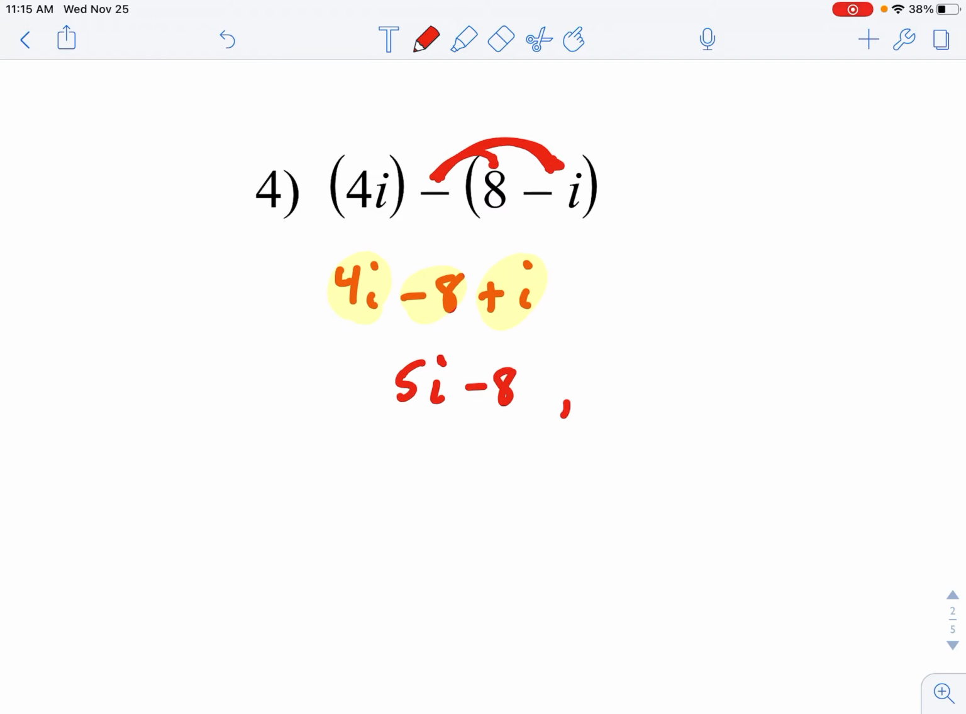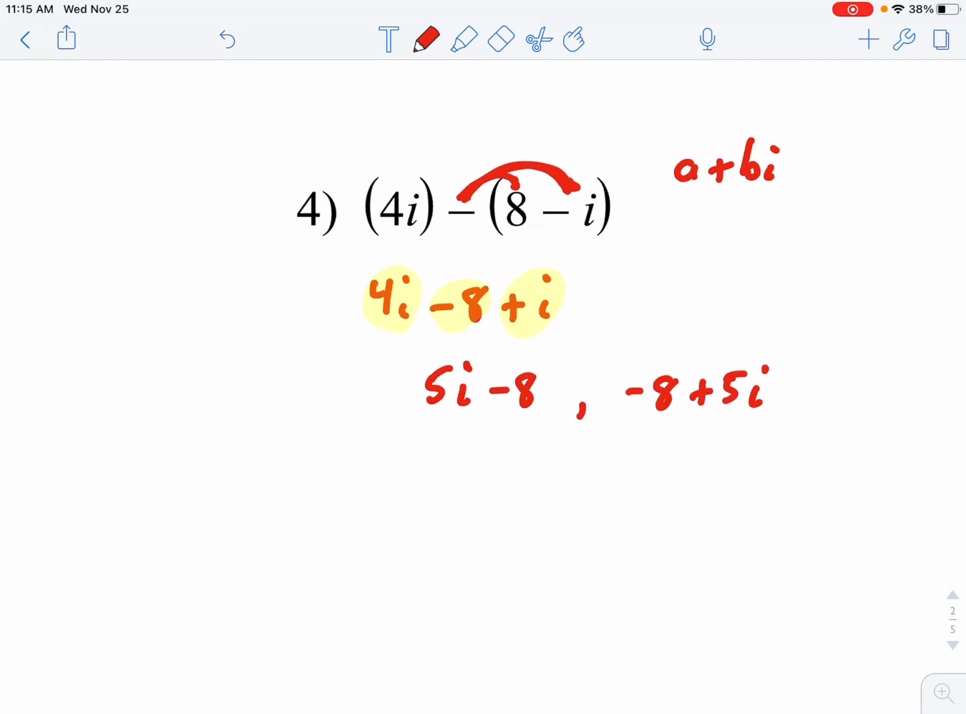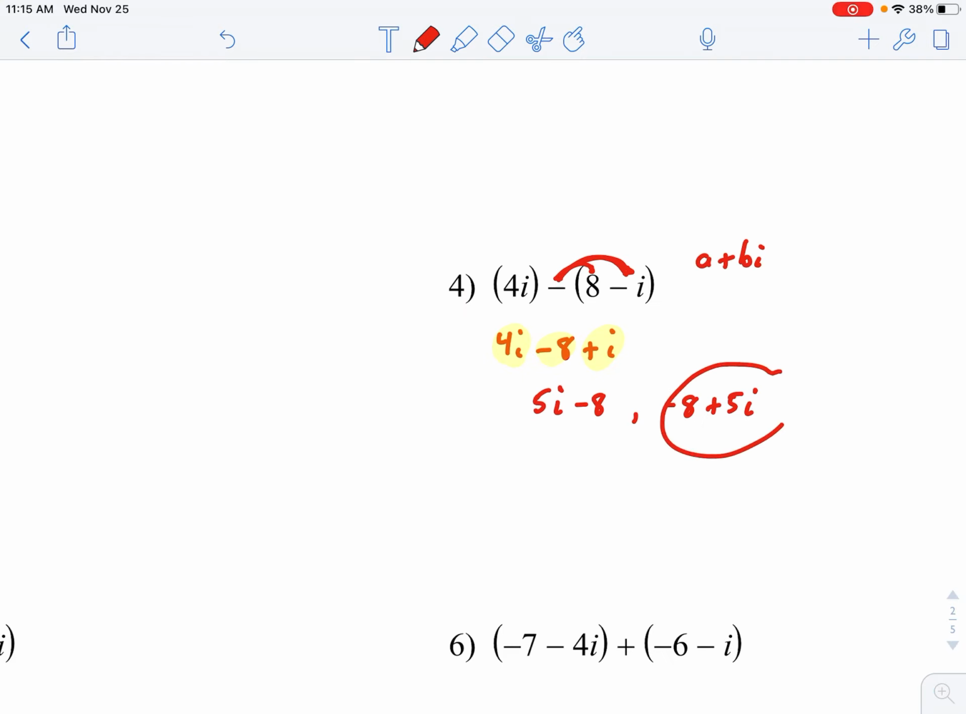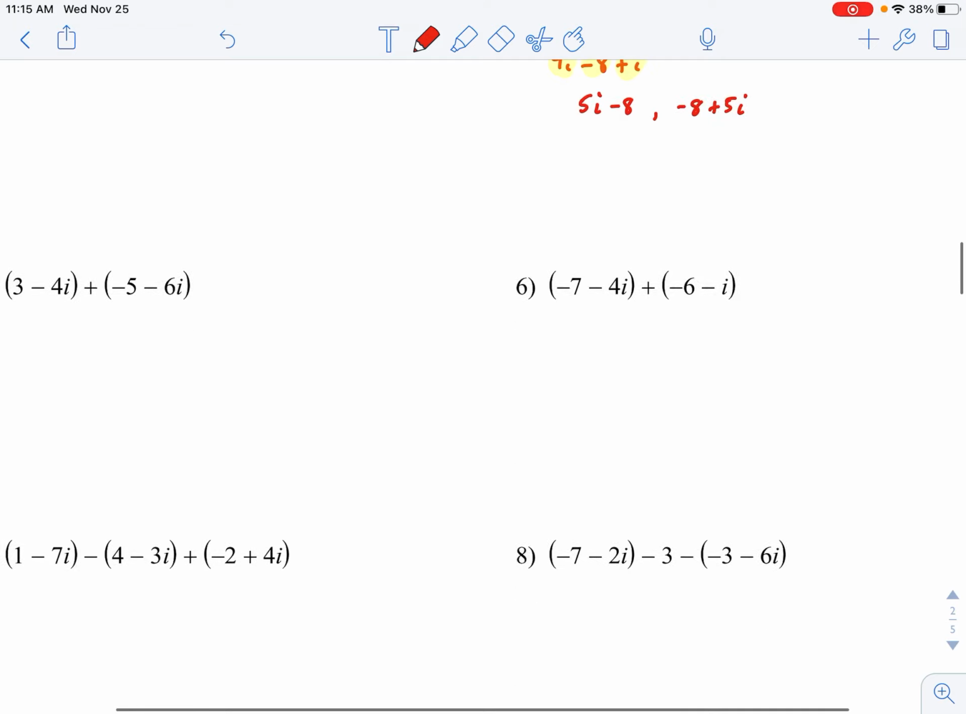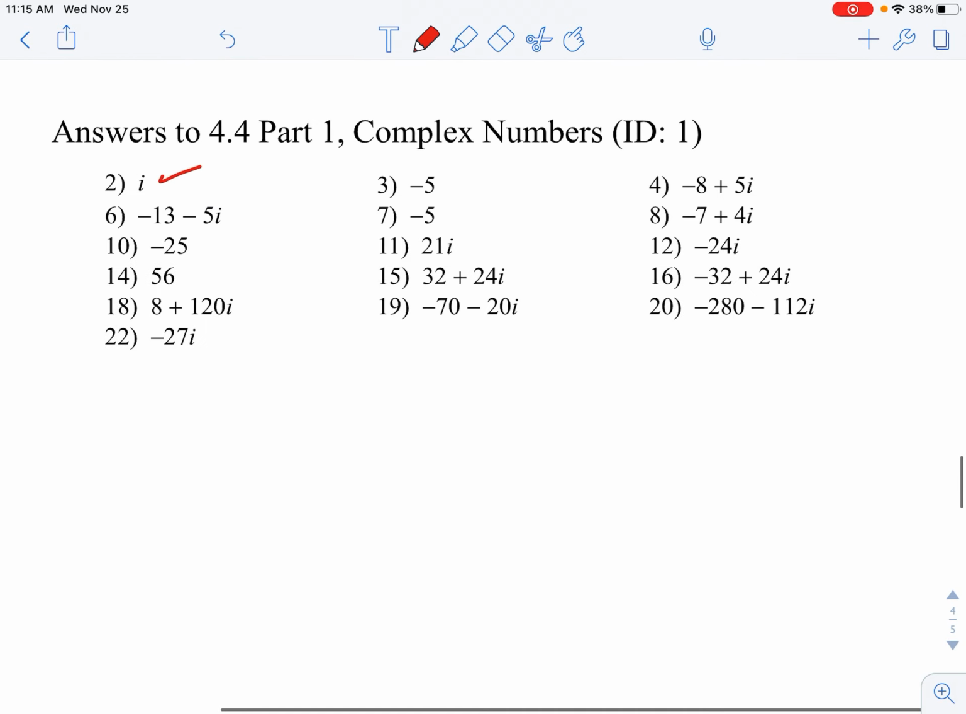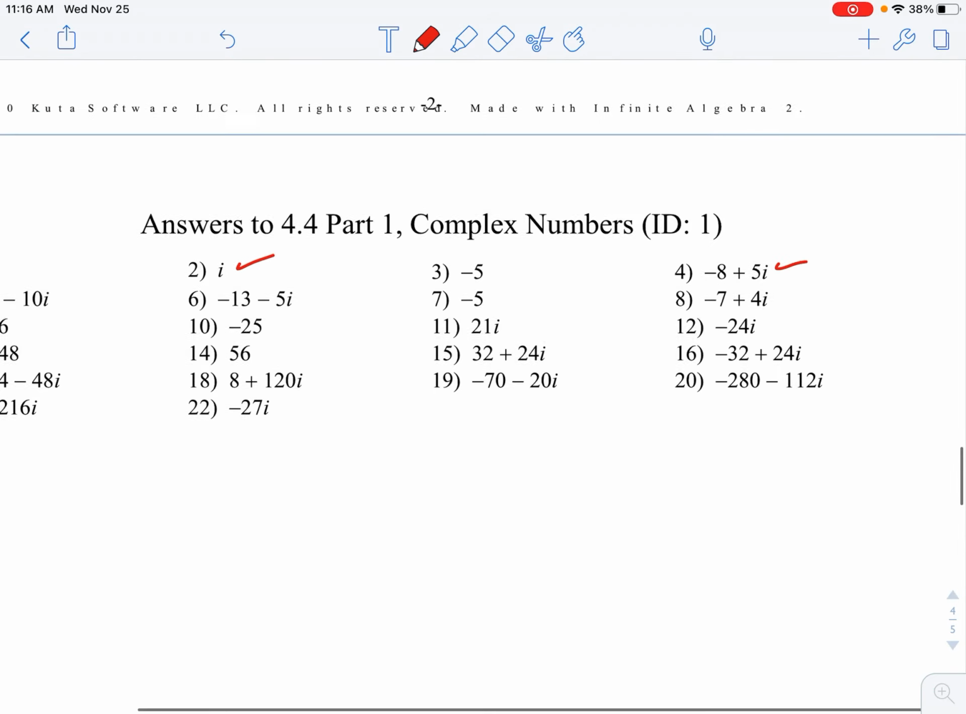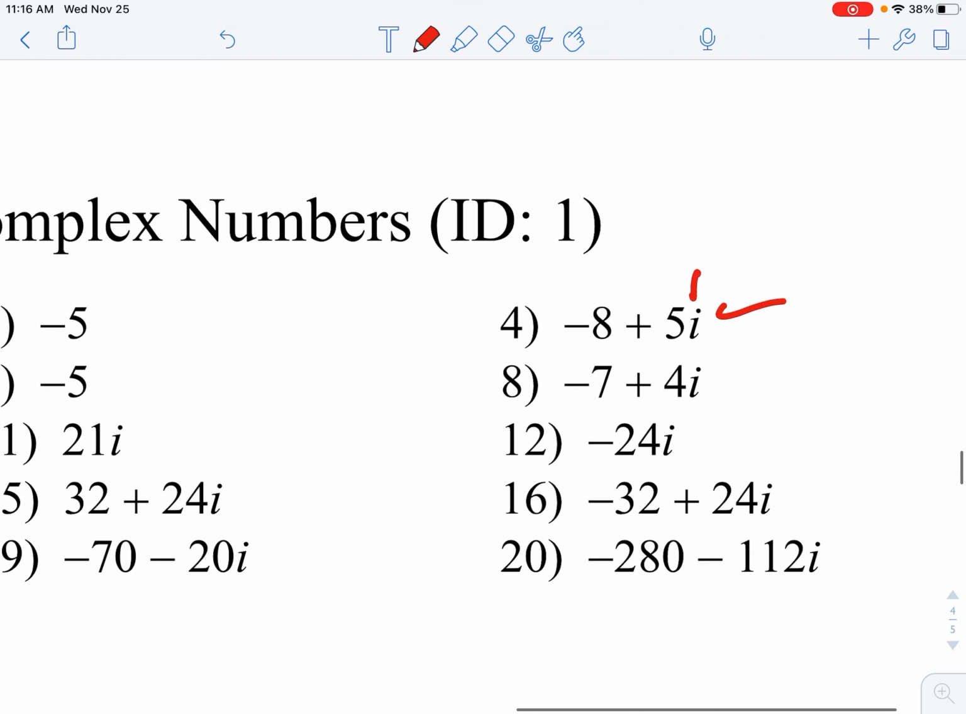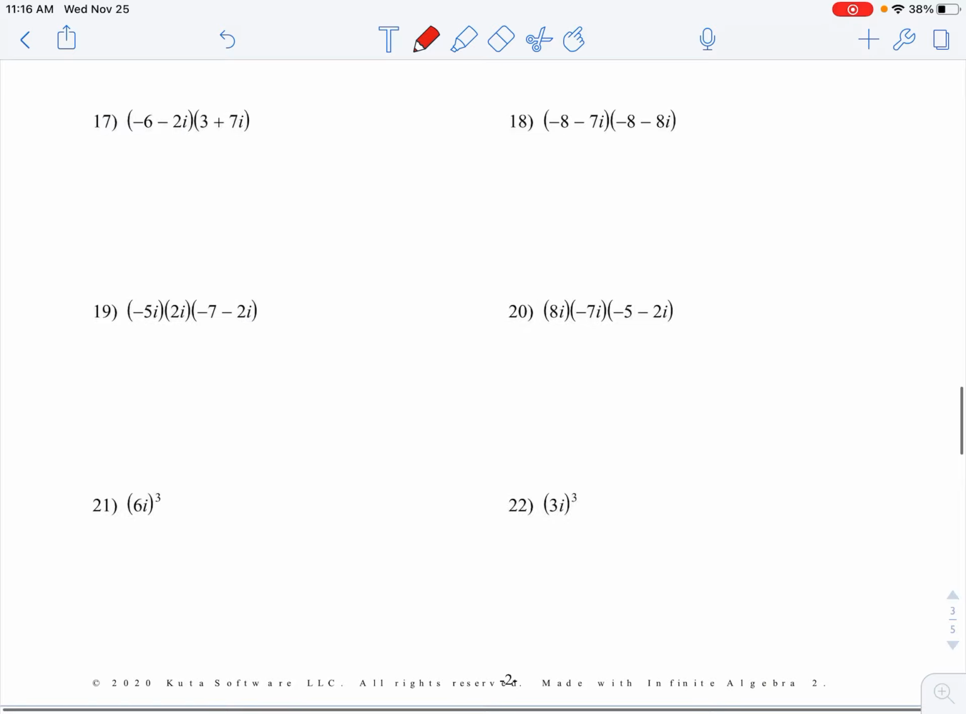Although you may see the answer written this way, negative 8 plus 5i, and that just goes back to this a plus bi, which is a form for complex numbers. These are both right answers. It doesn't matter which way you write it, but this way might come up. Let me check the answer key and see. Yep, they did it with the imaginary part second. So real part first, imaginary part second.